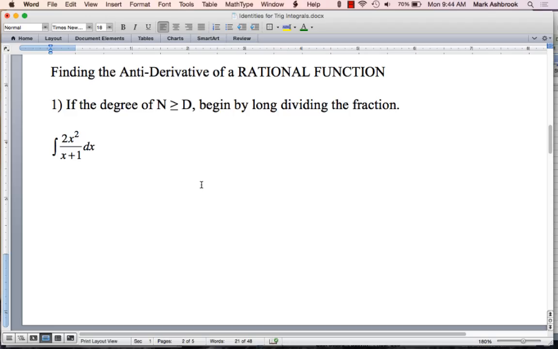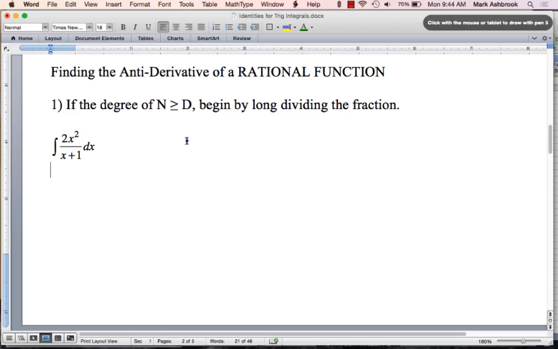Okay, so for this rational function, here's the first rule. If the degree of the numerator is greater than or equal to the degree of the denominator, we're going to begin by long dividing. That's what we have here, because the degree of the numerator is 2 and the degree of the denominator is 1. The highest power of x is the degree. So we've got a higher degree in the numerator, so we're going to long divide, and I'll do that if you've never done that before.